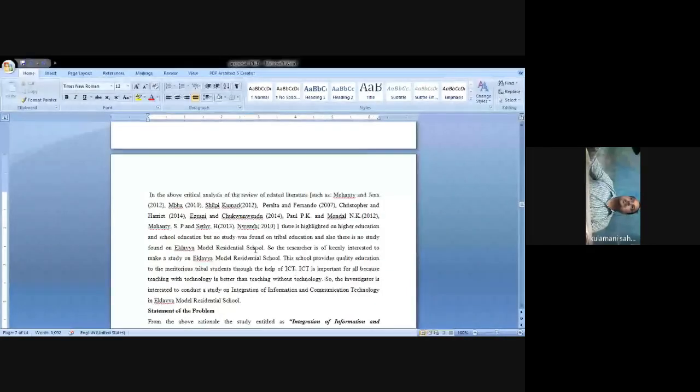In the above critical analysis of review of literature such as so and so, okay, so the researcher is keenly interested to make a study on Eklavya model residential school. So starting from the conceptual part, through reviews, highlighting the research gap, you have to justify why you have opted, selected, chosen this topic for investigation.